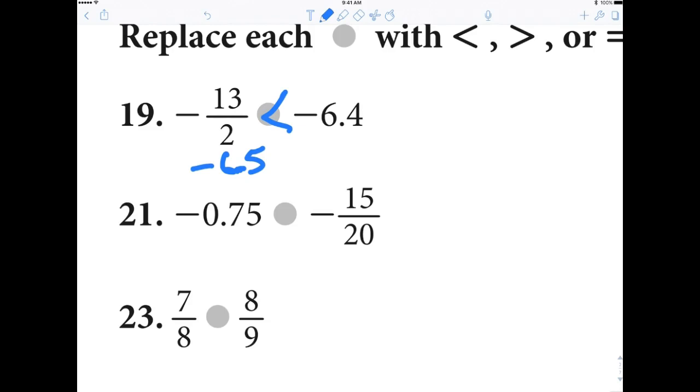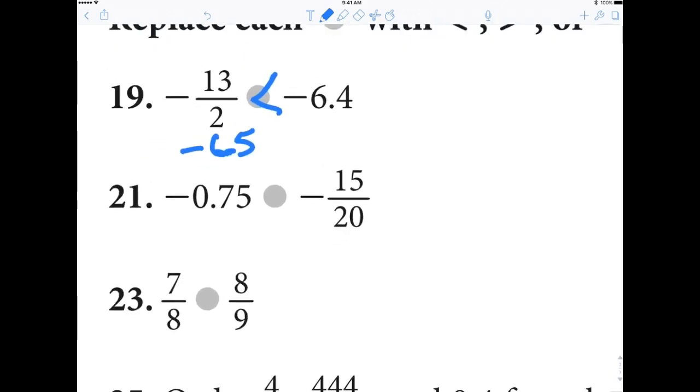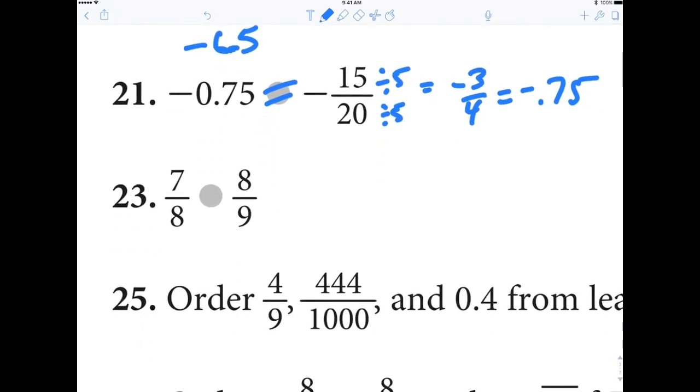Yes. Okay. Now, 15/20ths I can reduce by 5, right? So if I divide by 5, or you can multiply by 5, which equals negative 7.5. Now we should be good with 23 because we know 7/8 is 0.875, right? And then 8/9 is 0.8 repeating. Yes, good job, guys. I'm happy with that.